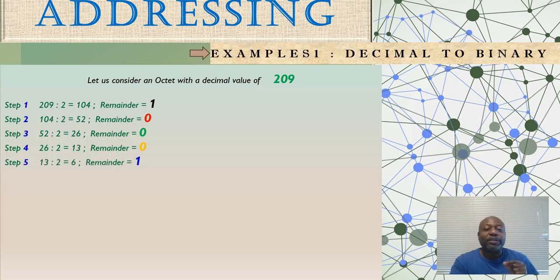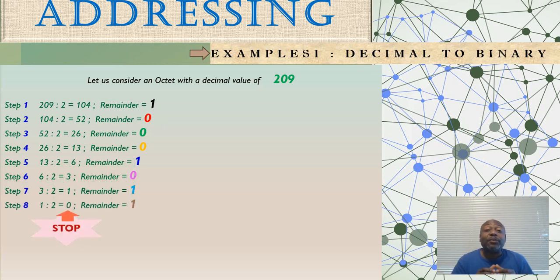And then we continue this operation, right? And you can see how we get the remainders. And when we have the result of a division as 0, we stop because we can't go further. At step 8 there, you see we have 1 divided by 2, the result is 0, and the remainder is 1. Then we stop there. Then we will take the remainders from the first one to the last, and that's how we're going to have our binary value of the octet, right?